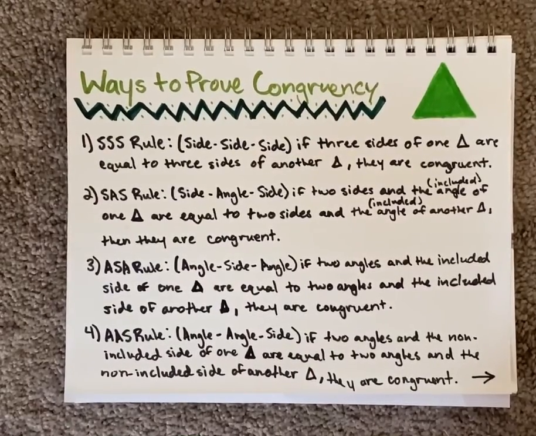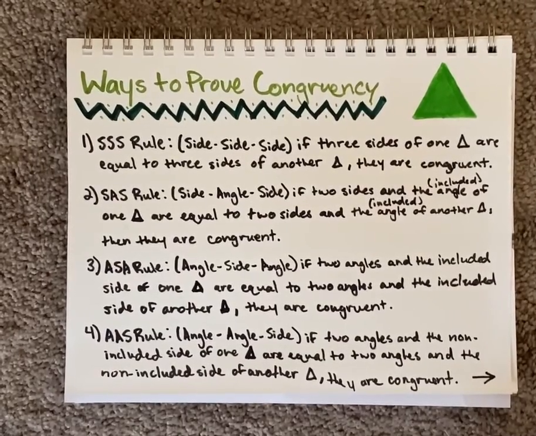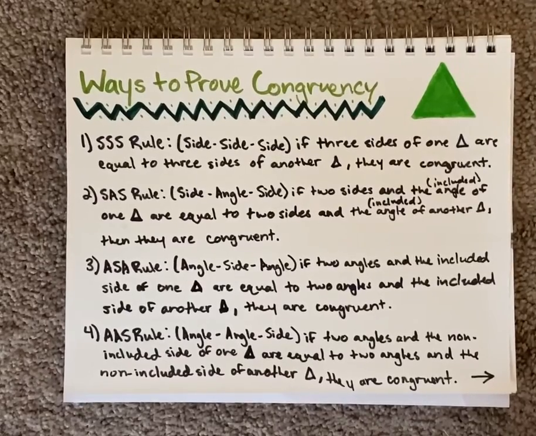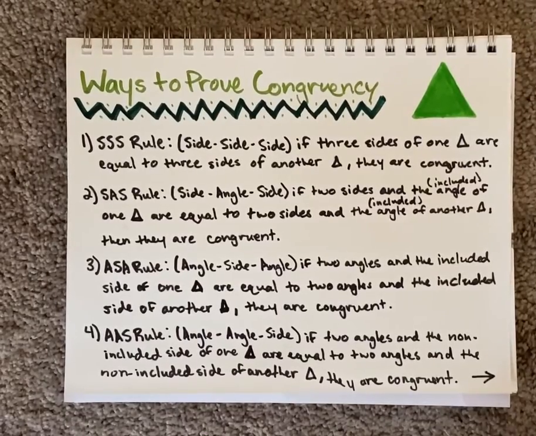Now I want to go over the different ways you can prove congruency in triangles. There are 4 different theorems for proving congruency. Let's start out with the SSS rule, otherwise known as the side-side-side rule. This rule states, if 3 sides of one triangle are equal to 3 sides of another triangle, then they are considered congruent.